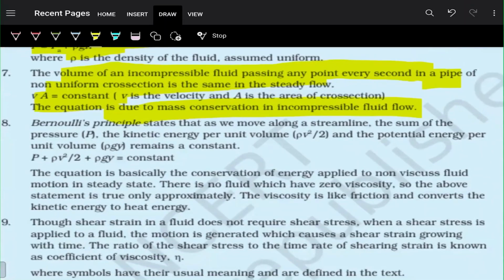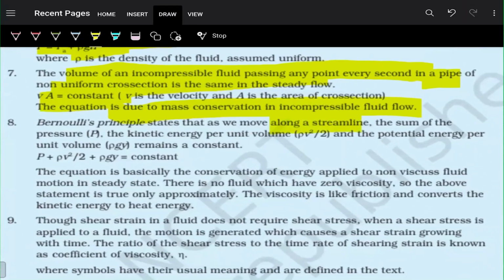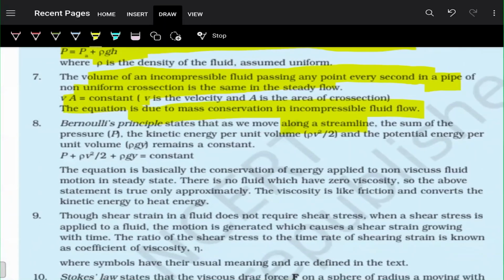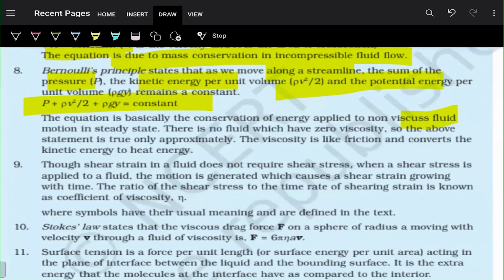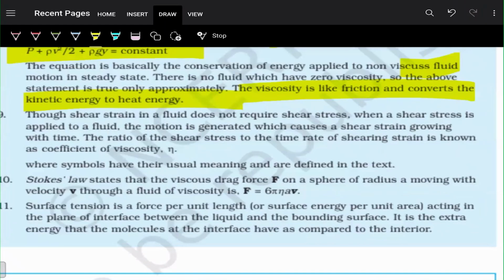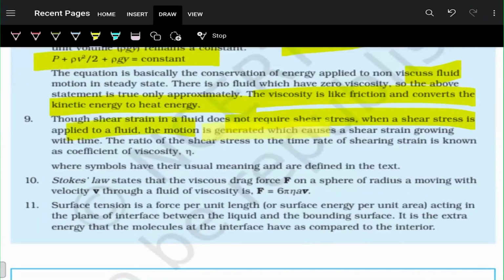If the fluid flows in a streamline, the sum of the pressure, kinetic energy per unit volume and potential energy per unit volume is constant, that is P plus half rho v square plus rho g h is a constant. The equation is basically the conservation of energy applied to a non-viscous fluid. Correct? And what is viscosity? Viscosity is like friction and converts kinetic energy to heat energy. Shear strain in a fluid requires shear stress. When a shear stress is applied to a fluid, motion is generated, which causes a shear strain growing with time. The ratio of shear stress to the time rate of shearing strain is known as the coefficient of viscosity, eta.